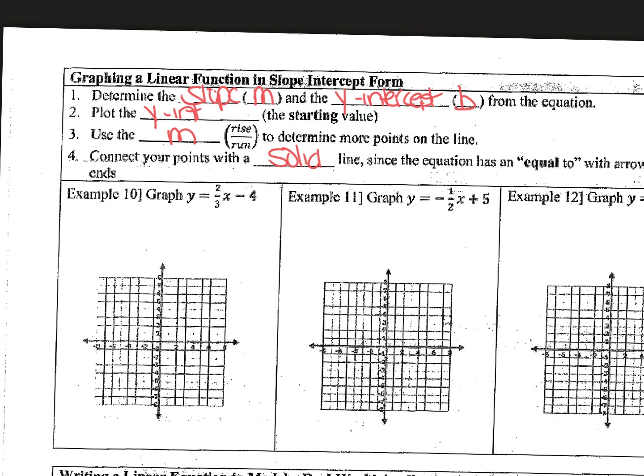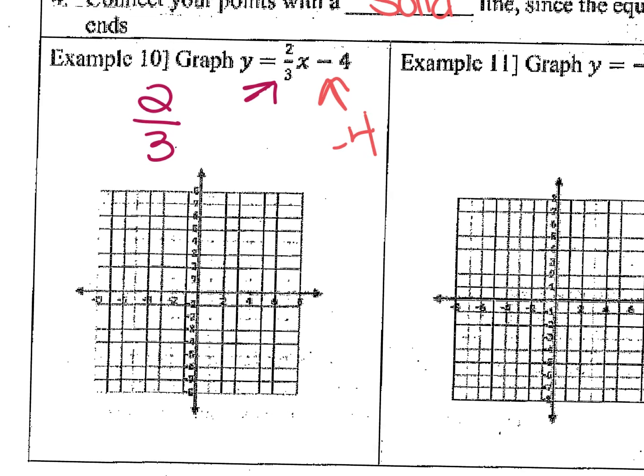So let's take a look at number 10 and see how that looks. So the first thing I'm going to do is identify, make sure I have a slope and a y-intercept. So my slope is here at 2 over 3 because it's the only one attached to that x variable. And my y-intercept is at -4. So I'm going to graph this point by starting at my y-intercept. So I'm going to start here at -4.